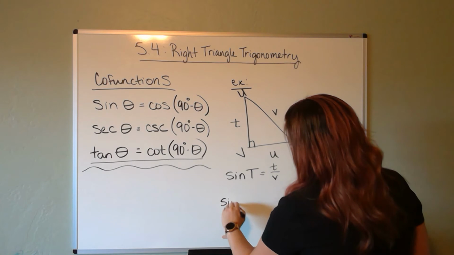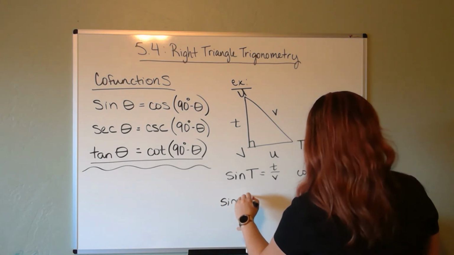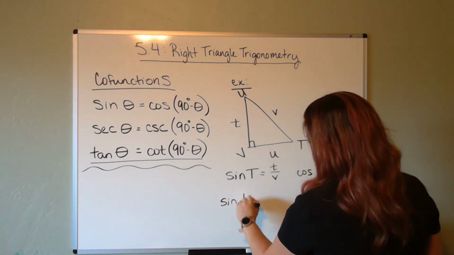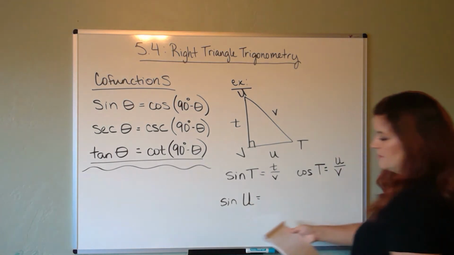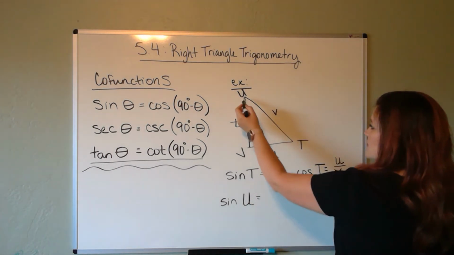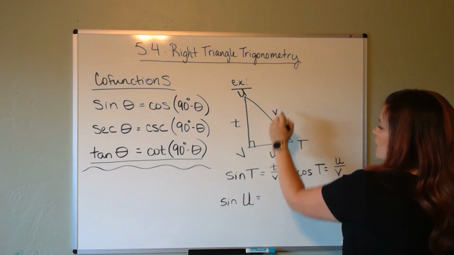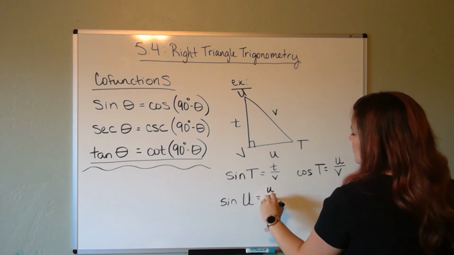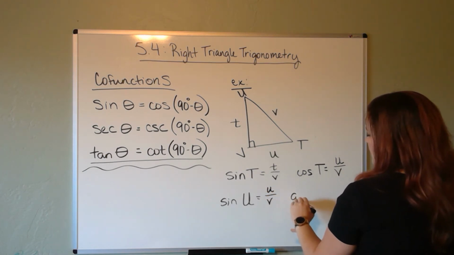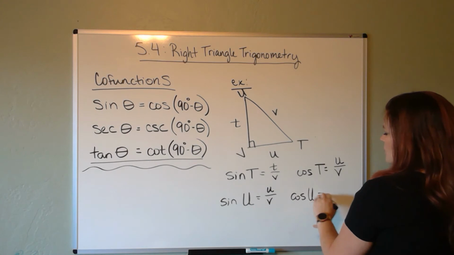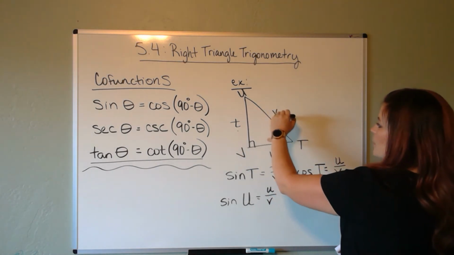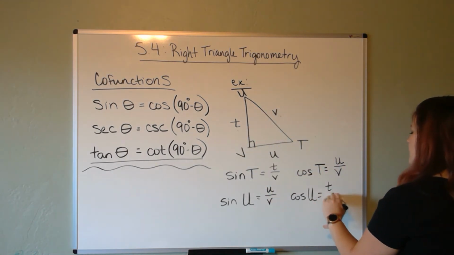Then it asks for the sine of U. That is a big U. What is the sine of U? Opposite over hypotenuse is U over V. And then the cosine of U, adjacent over hypotenuse, is T over V.